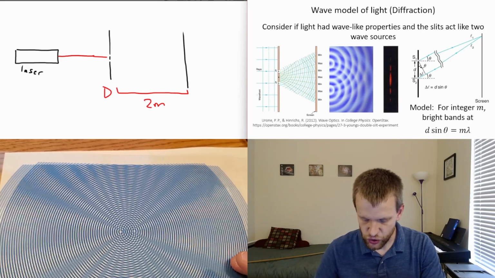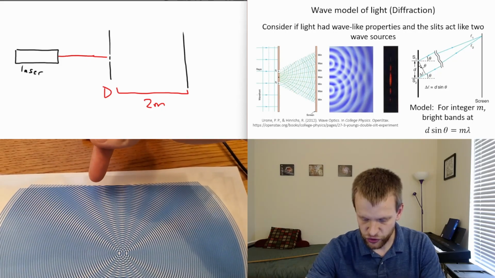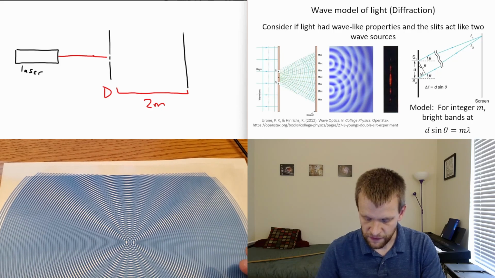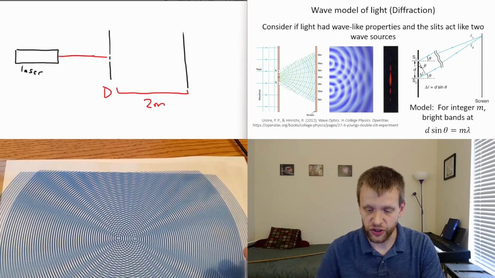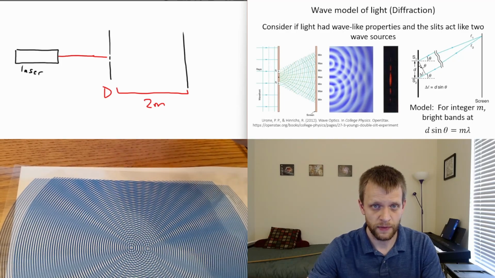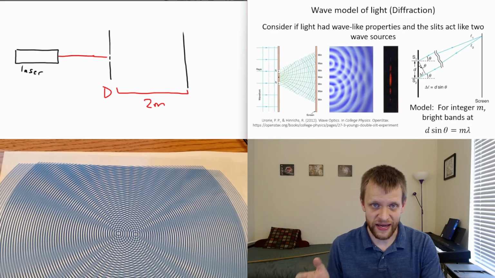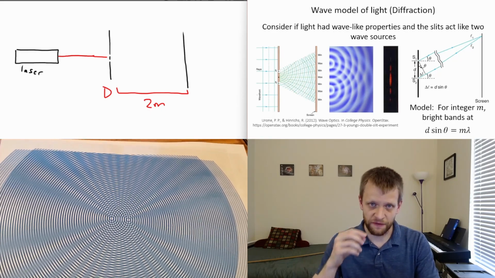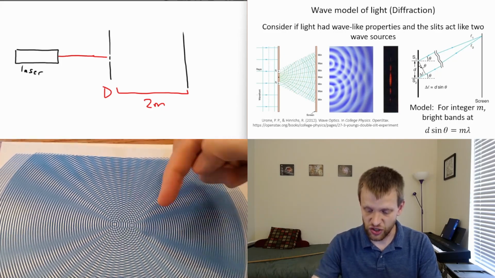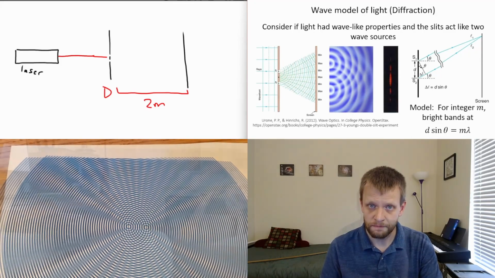So if these two sources are really close together, that pattern of bright and dark bands should be more spread out. If those two sources are further away from each other, that pattern of bright and dark bands should be closer together. This gives us a way of actually making a prediction for what should happen if I change this particular setup, if I change how far the slits are apart from each other. So let's give that one a try.